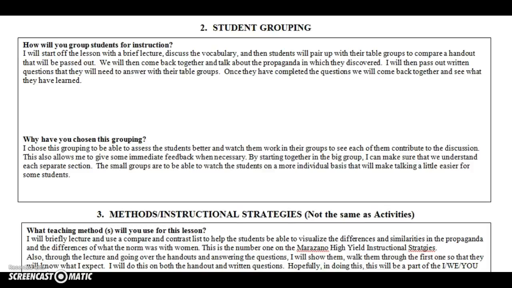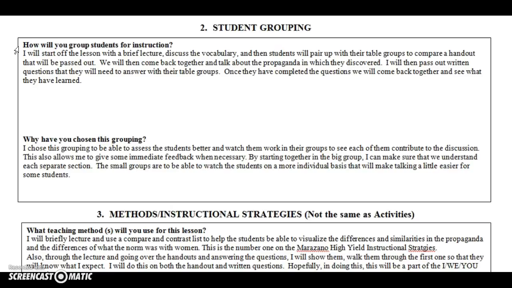Number 2, student grouping. How will you group the students for instruction? I will start off the lesson with a brief lecture, discuss the vocabulary, and then students will pair up in their table groups to compare a handout that will be passed out. We will then come back together and talk through the propaganda in which they discovered.